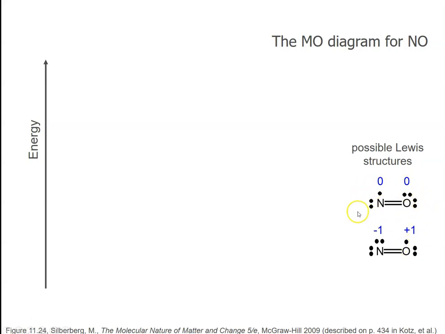And probably we would draw it like this, because if we calculated the formal charge, drawing it this way gives us non-zero formal charges on the NO, whereas this way we have formal charges. But it's a lot easier, maybe a more effective way, to describe the bonding in NO with a molecular orbital diagram.